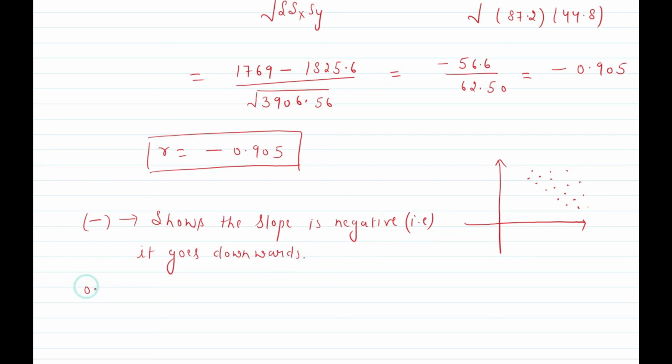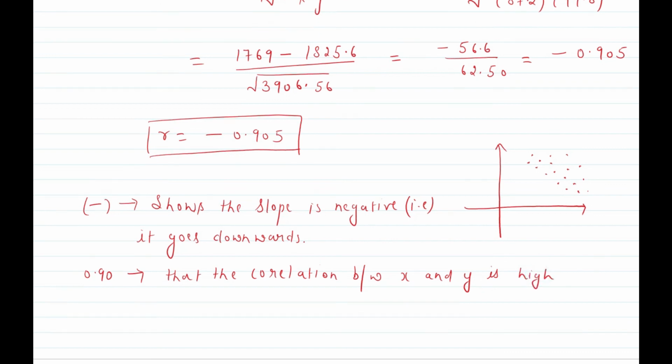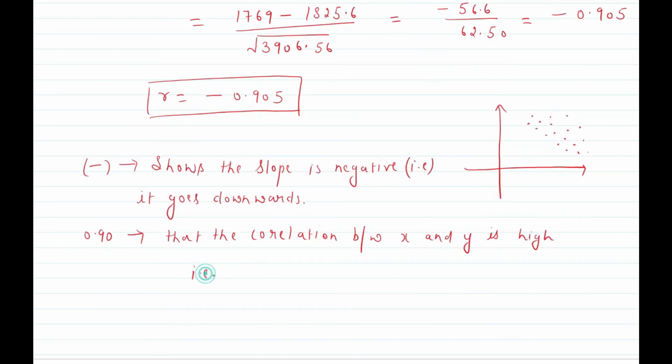Second, 0.90 shows that the correlation between x and y is high. What do we mean by high correlation? That is, if x increases, then y increases. If x decreases, then y also decreases.